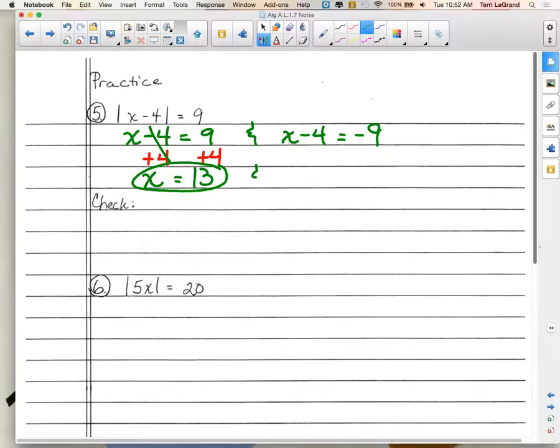And then we take care of solving the other one. Same thing, we'll add 4 to both sides. What happens when we have negative 9 and we add 4 to it? What do we get? Negative 5. So we have x equals, because these guys took care of each other, so we have x alone now, and we have negative 5. So our two solutions appear to be x equals 13 and x equals negative 5.